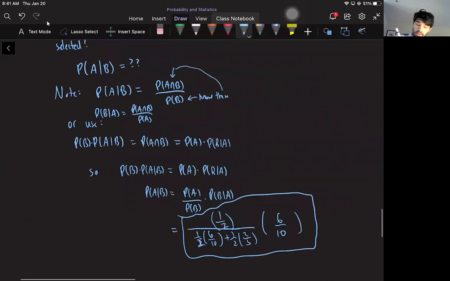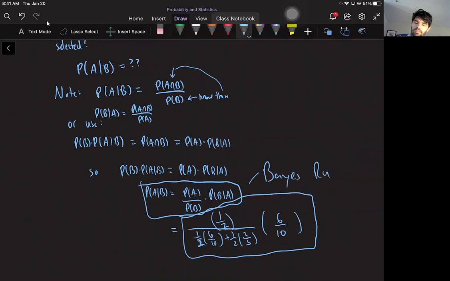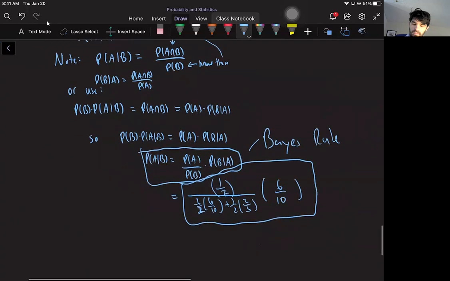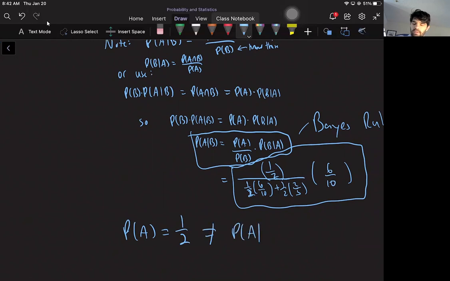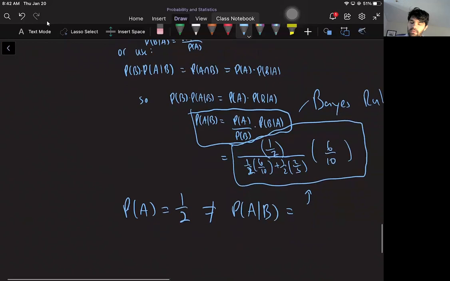Okay, so this little trick here is an example of Bayes' rule, or Bayes' theorem. But the other thing I want to point out is that the probability of picking bucket 2 as 1/2 is not the same as the probability of picking bucket 2 knowing that you already have a green ball chosen, which is what this thing was. That's not going to end up being 1/2, whatever it simplifies down to.